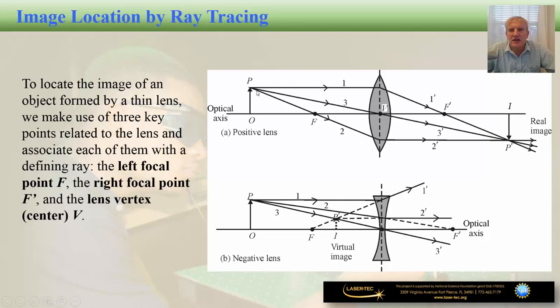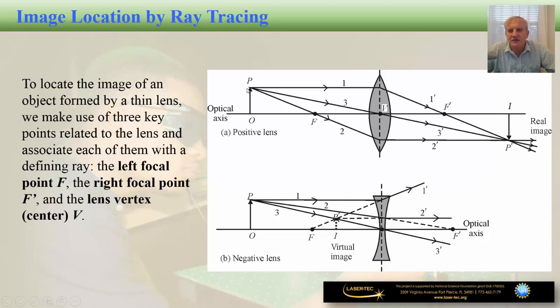You can also observe that the light ray that's running parallel to the optical axis is going to be passed over to the other side in a direction towards the focal point. The light ray number 2 that's passing through the focal point on the left-hand side is going to be passed, or refracted, in a direction parallel to the optical axis.